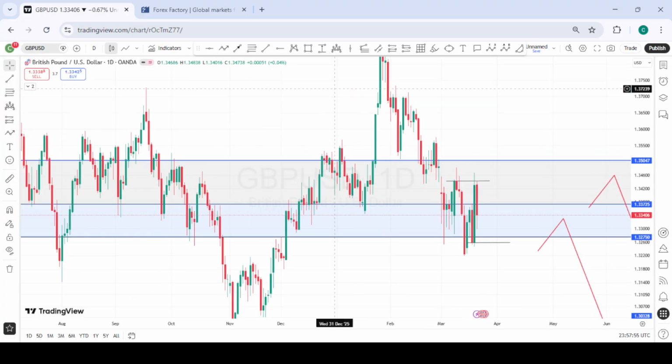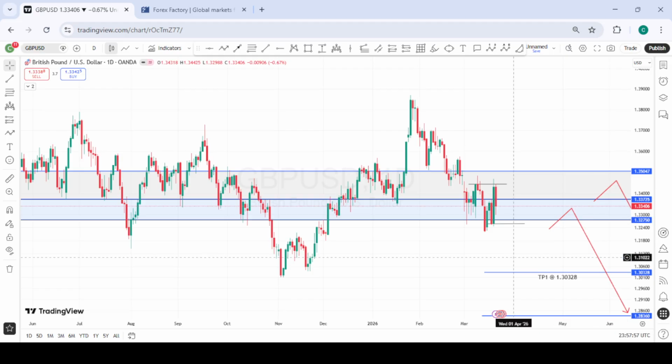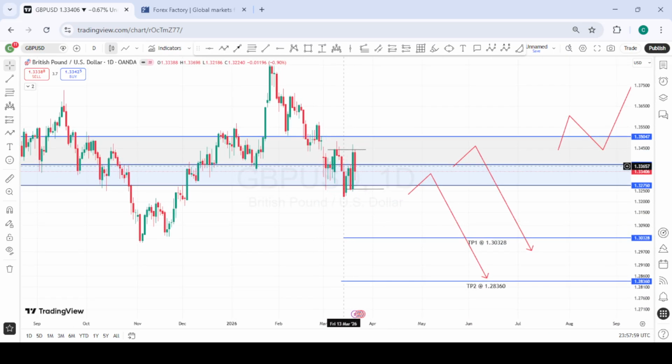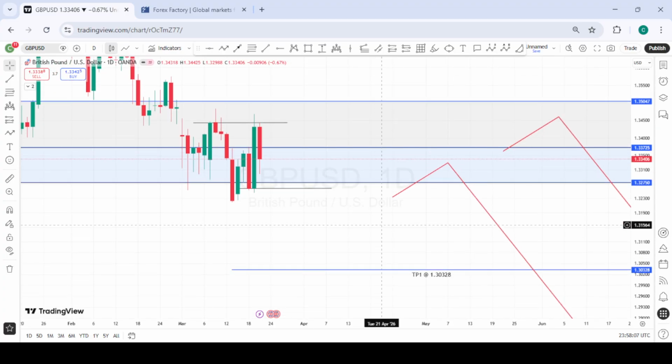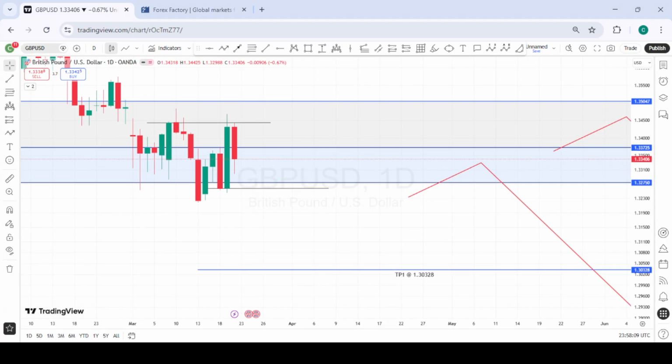This is GBPUSD. Same from last week. We anticipated that price was going to react from either of these two zones. So price is currently at the zone. So what we're going to wait for is a possible daily structure shift here.